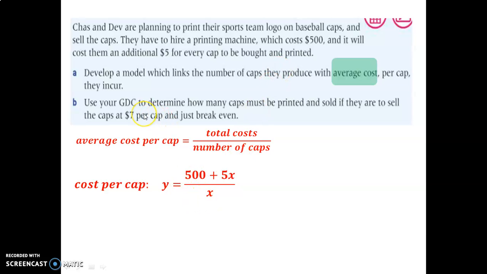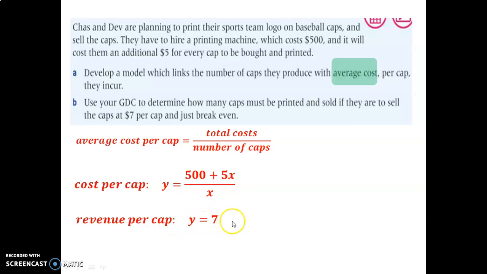Now it says use your GDC to determine how many caps must be printed and sold if they are to sell caps at $7. So they're going to sell these caps at $7 each, and they want to break even. So they don't want to make money on this. This is for a sports team. They just want to break even. So how many caps will they have to make to sell them for 7 and break even? And we talked about break even in the last unit. So break even, first of all, you need the revenue per cap. Okay, so the revenue per cap is 7.